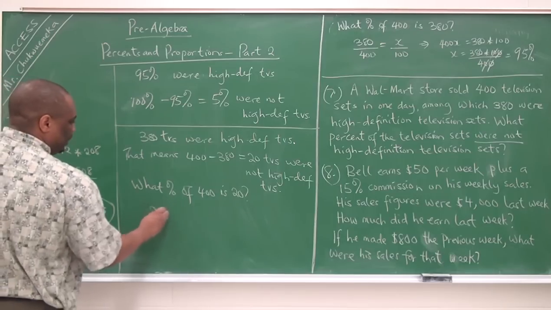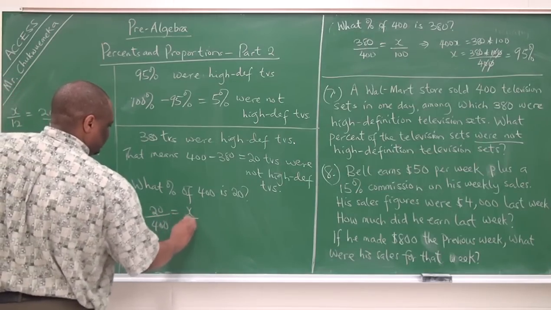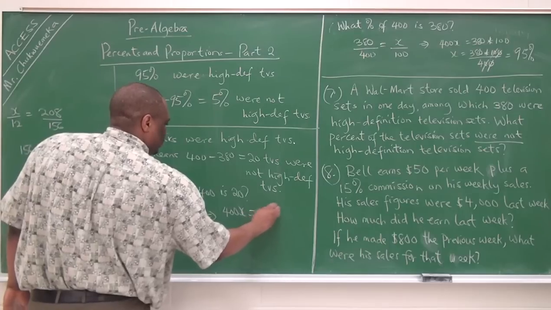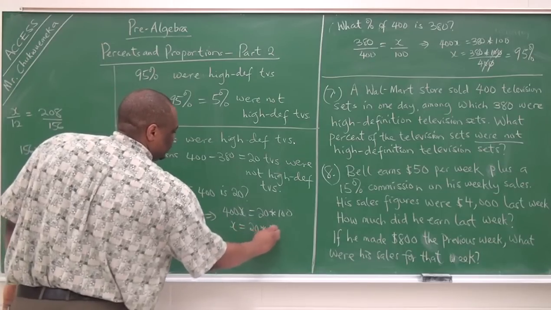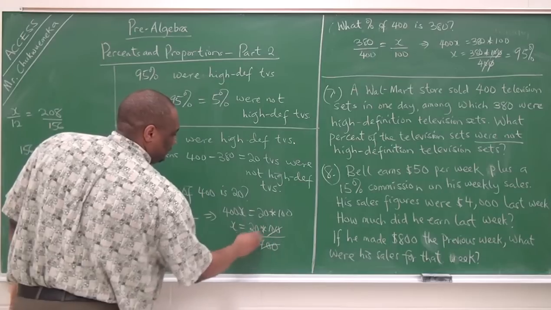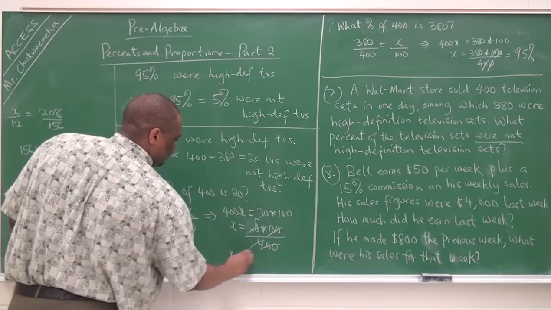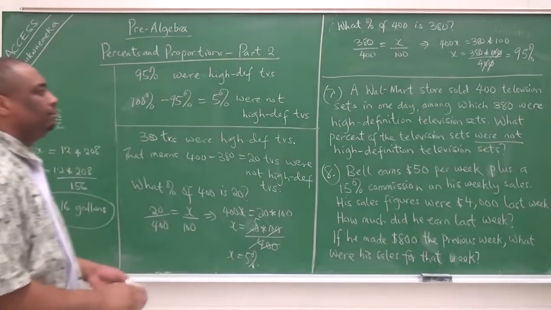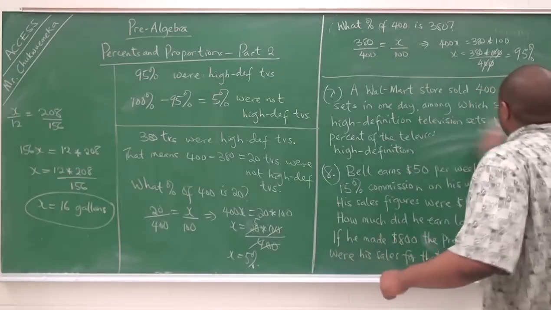And this will be 20 over 400 equal to x over 100. So this implies that 400x is equal to 20 times 100. So x will be 20 times 100 all over 400. And then we have that is 5%. X is 5%. So these are the ways you can do it. Okay? All right.